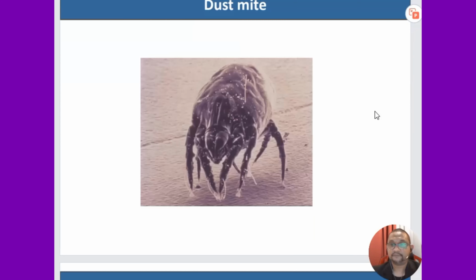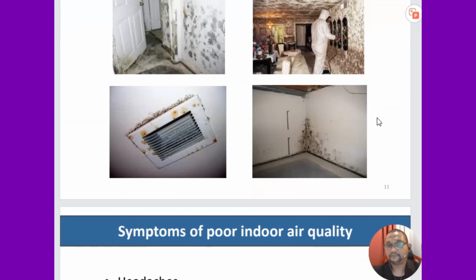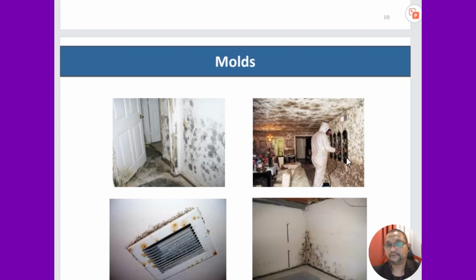Okay, this is a dust mite. Okay, these are pictures of the fungus.